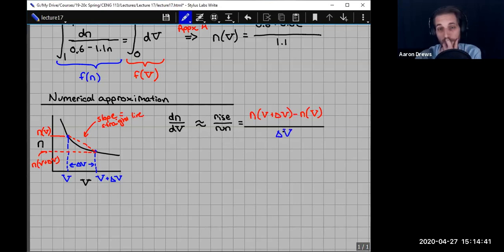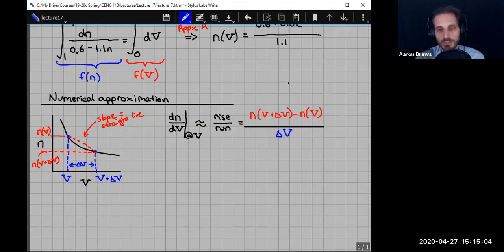And that expression ought to look somewhat familiar to you, maybe hauntingly familiar. This is the expression where if you were to take the limit as delta v goes to 0, you have now exactly defined dn dv. But because we are approximating this, we will call this the slope evaluated at v.